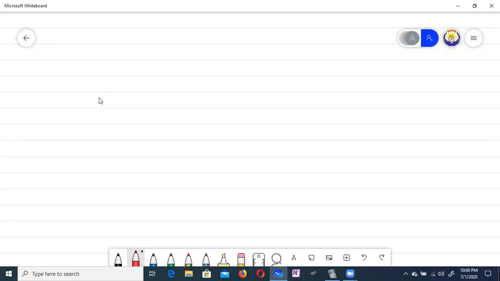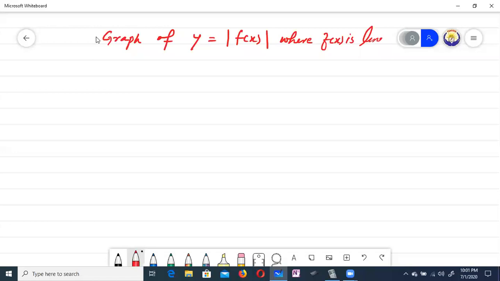Now today's topic is graph of y equal to modulus of f of x, where f of x is linear.